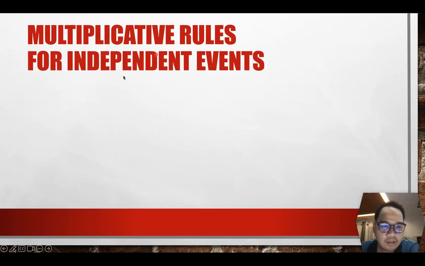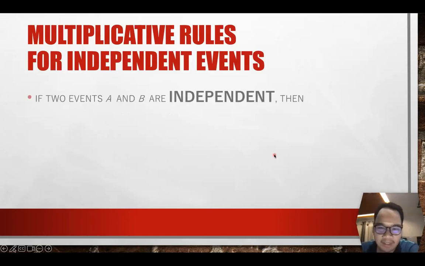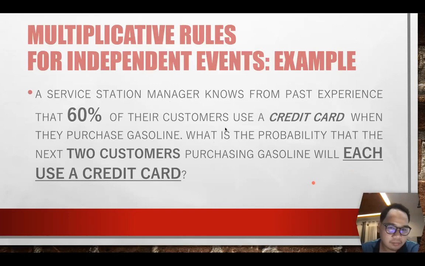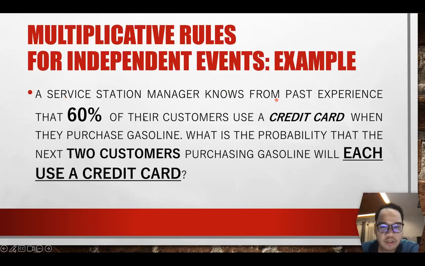So what are the multiplicative rules for independent events? If they are independent, things are a bit easy because you simply need to multiply event A and event B. Again, notice that event B given A, if they're independent, is just equal to the probability of B. Therefore, you don't need to write the given or the conditional probability. So for example, a service station manager knows from past experience that 60% of their customers use a credit card when they purchase gasoline. What is the probability that the next two customers purchasing gasoline will each use a credit card? So this 0.6, you just need to multiply it by itself. It will become 0.36. So there's a 36% chance that the next two customers will pay via credit card.